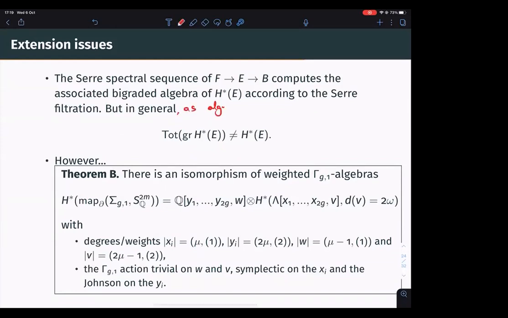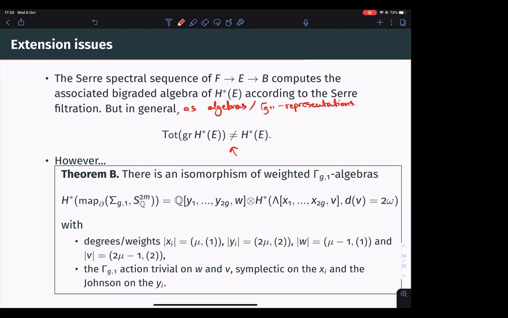I mean, but as algebras, or gamma G1 representations. So, yes, this is true as Q vector spaces. Sorry, this is an equality as Q vector spaces, but not as algebras or as gamma G1 representations necessarily. In this case, it is both as algebras and gamma G1 representations, essentially.